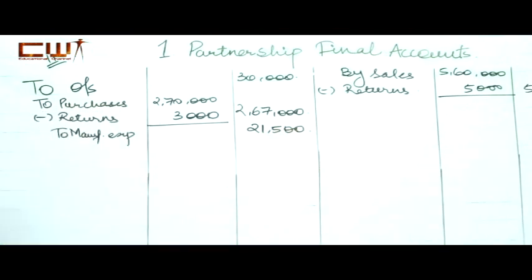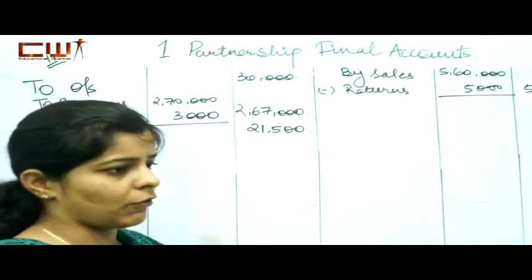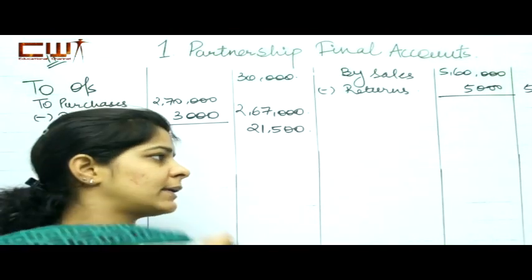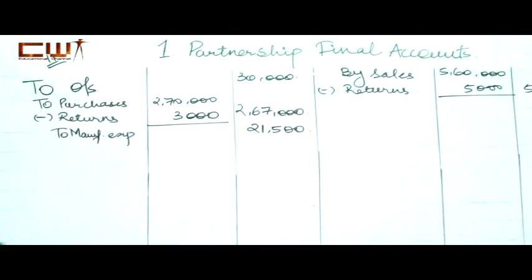21,500 is the manufacturing expenses. Next is what? Import duty. Import duty will also come in the trading account, because import means you are importing machinery or raw materials that is directly connected to your production activity. So even that will form part of your trading account.